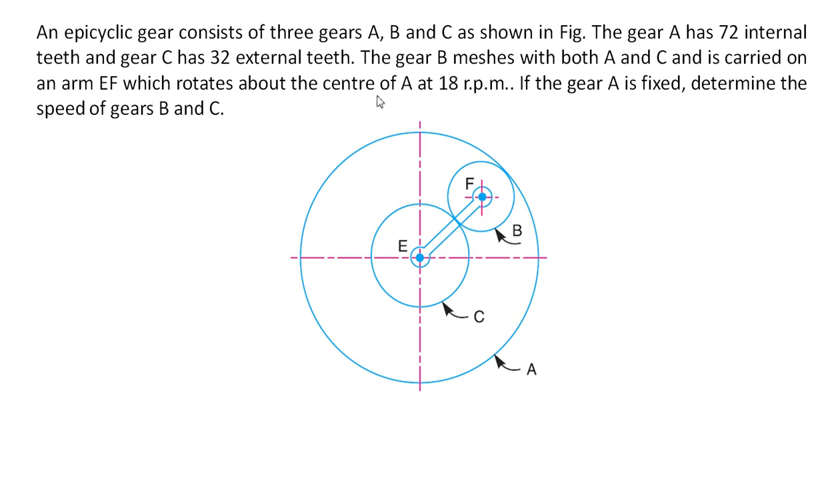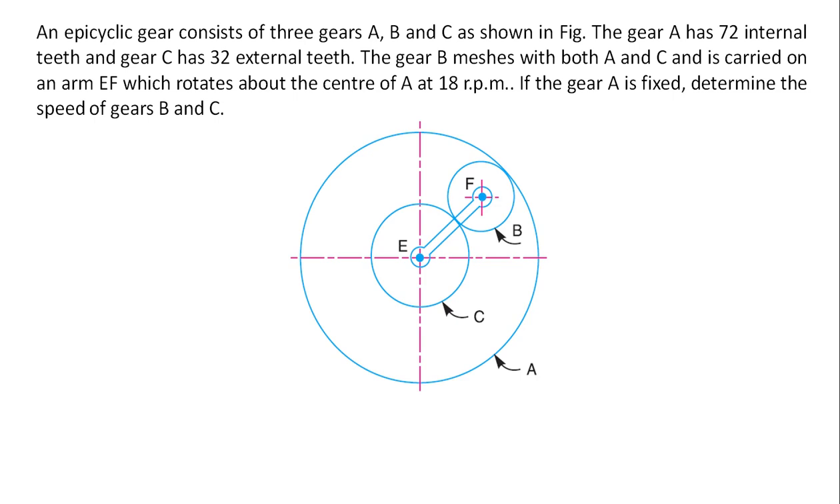which rotates about the center of A at 18 rpm. So this arm is rotating at the center of gear A at 18 rpm. If the gear A is fixed, determine the speed of gears B and C. That is the statement of the problem.